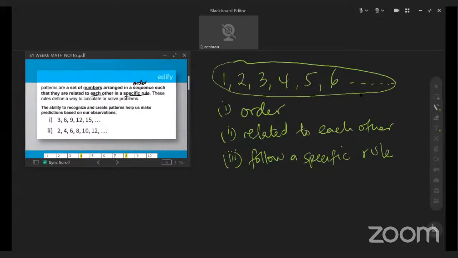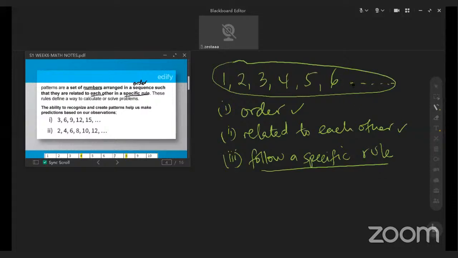So meaning they must be in a given what? A given order. And there is a relation with each other, in that when two items are related, it means that one can determine the other, like the other one can help you to find another. Okay, and there is a specific rule in which those numbers are for.